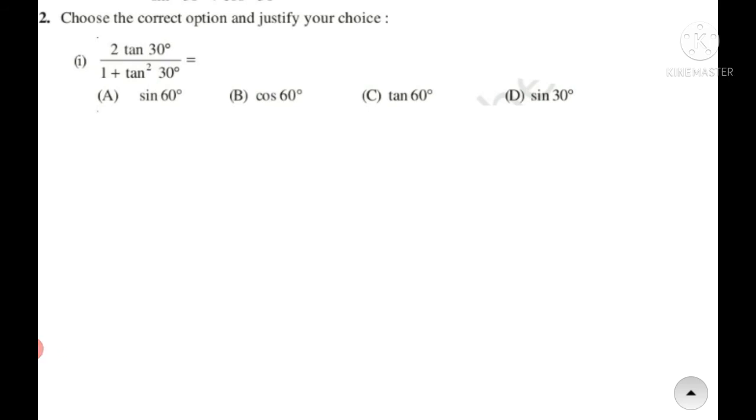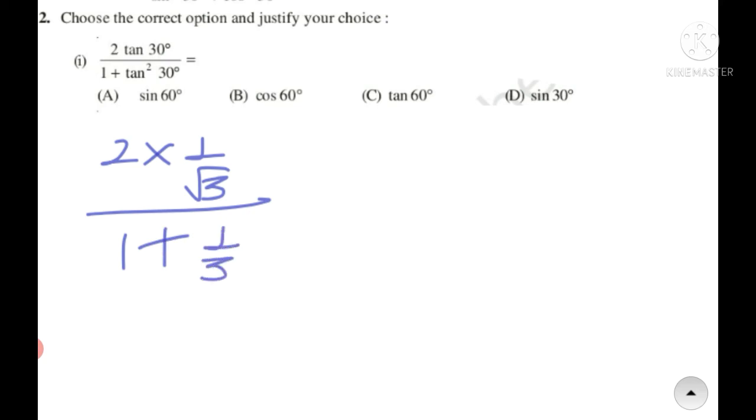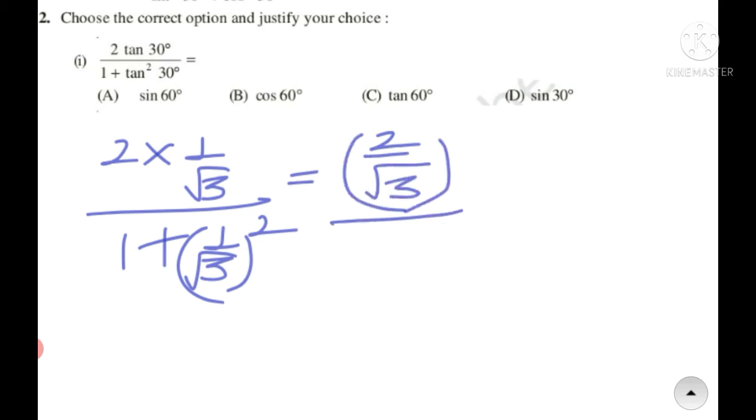See students, sometimes we pick up the option and check whether it can be the right answer or not. And sometimes we solve the question and reach the answer and then match it with the option. This question is of second type. Let's straightaway put in the values and just solve it just like question number 1. 2 into tangent 30. Tangent 30 we know that is 1 by root 3, divided by 1 plus tangent square 30, that is 1 by root 3 whole square. This gives you 2 by root 3 divided by 1 plus 1 by 3.